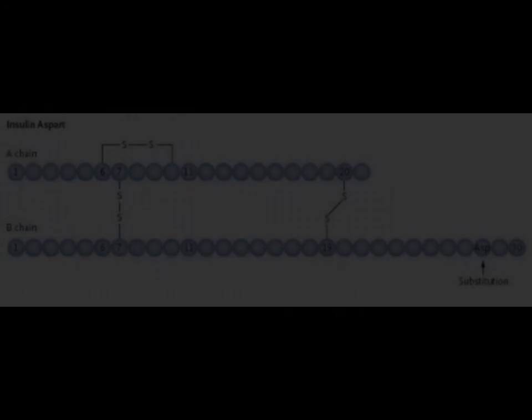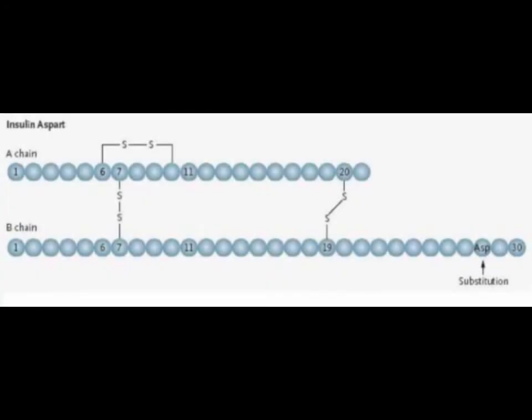Another fast-acting insulin is insulin aspart. The amino acid B28, which is normally proline, is substituted with an aspartic acid residue. This creates a charge repulsion and prevents the formation of hexamers. Again, this creates a faster-acting type of insulin.